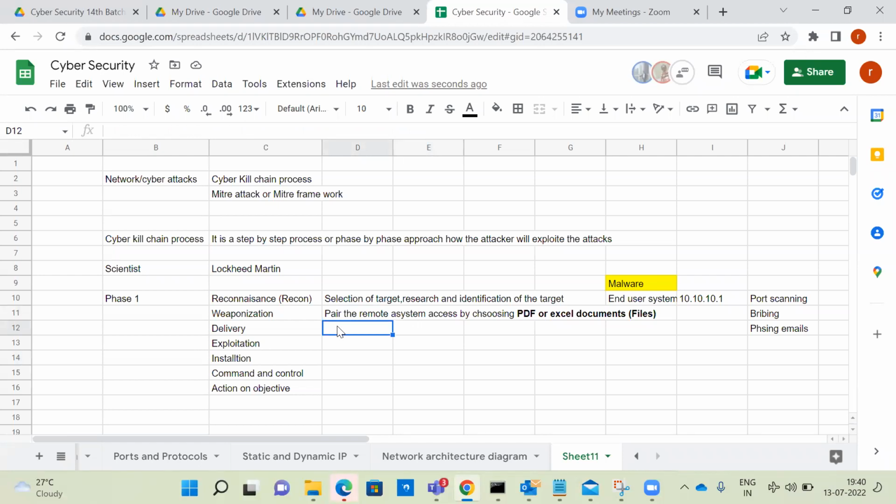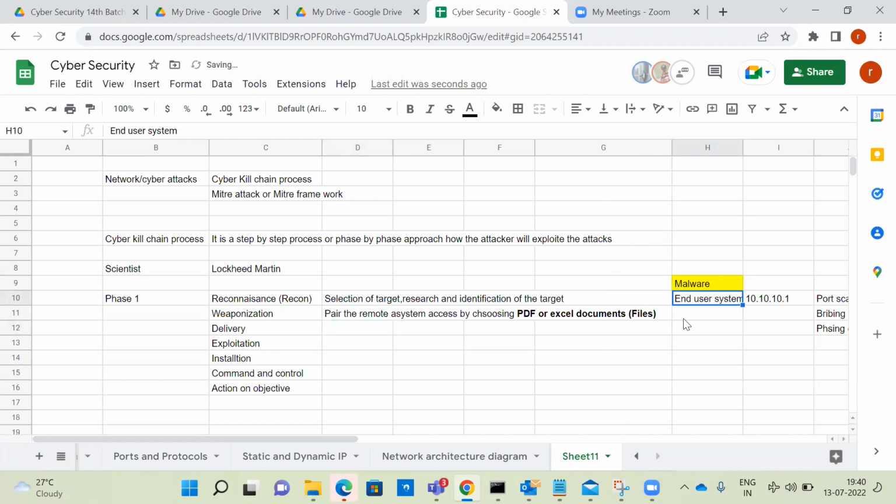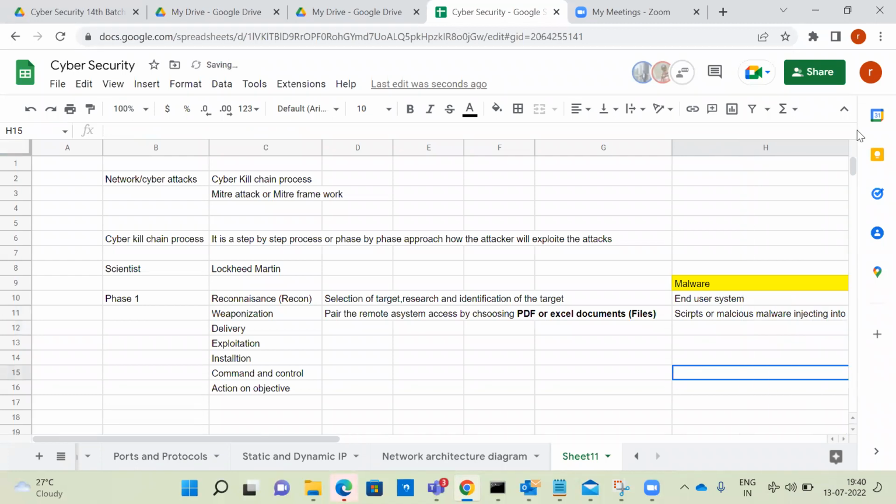Third one is delivery. How can we deliver to the target machine? Here it is scripts or malicious malware injected into files, which may be PDF or Excel and so on. So that is about the weapon.